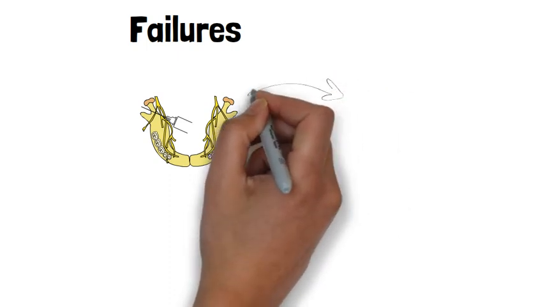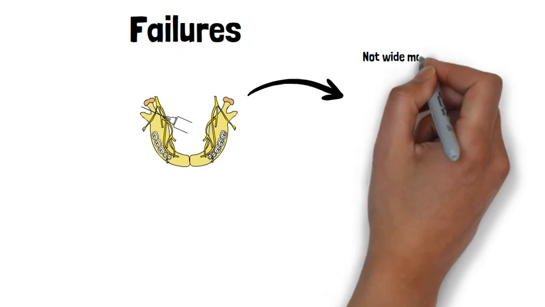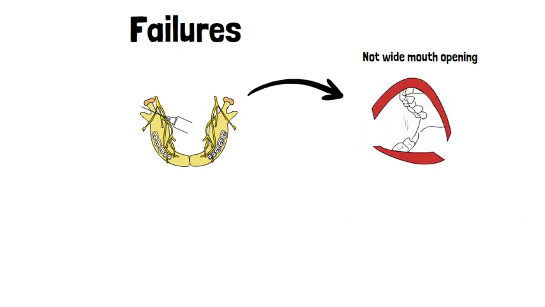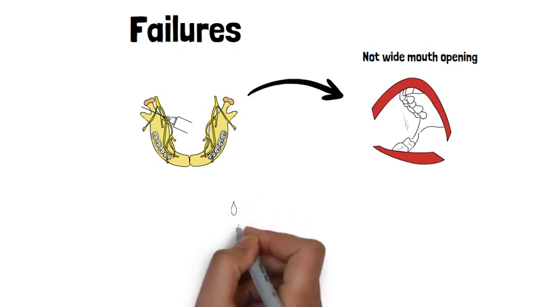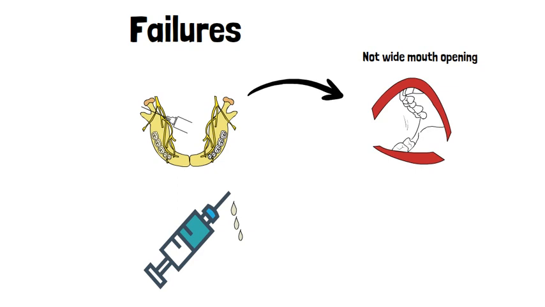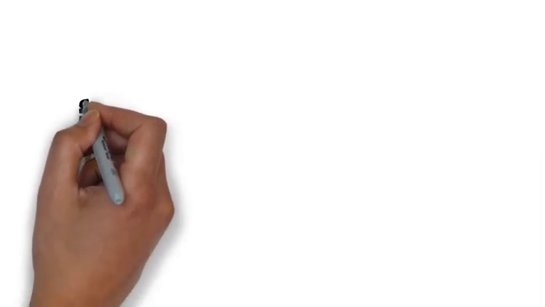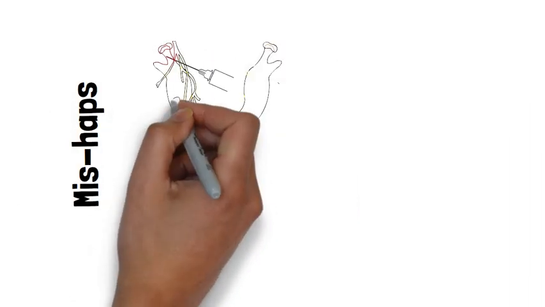The reason behind the needle not contacting the bone is the mouth may not be fully opened and the condyle is positioned distally. In that case, ask the patient to open the mouth widely and re-advance the needle so that the bone is contacted. The second reason of failure is when little anesthetic solution is injected. In that case, if you have injected 1.8 ml of anesthesia cartridge before, then you can inject an additional 1.2 ml of anesthetic solution. The mishaps with the mandibular nerve blocks are very rare.